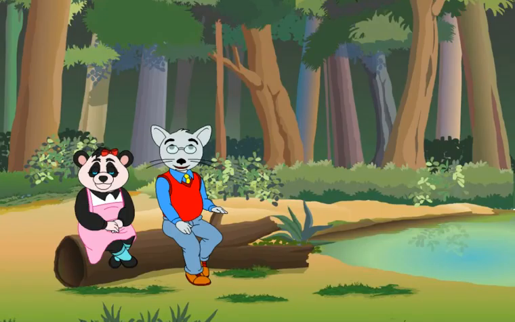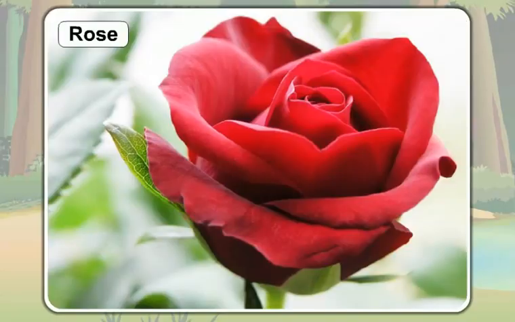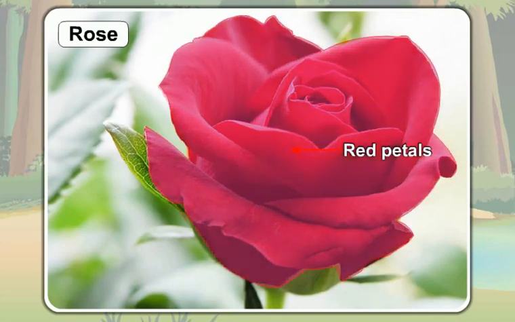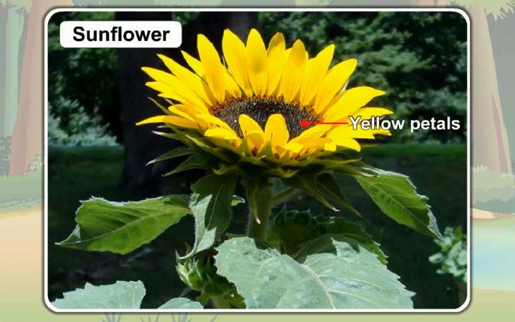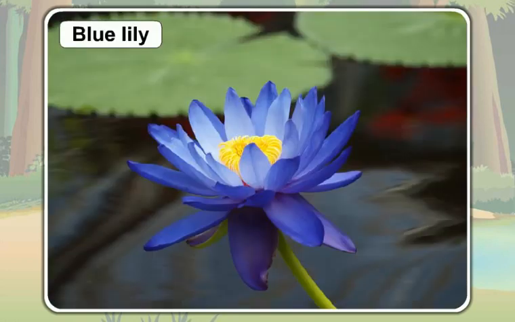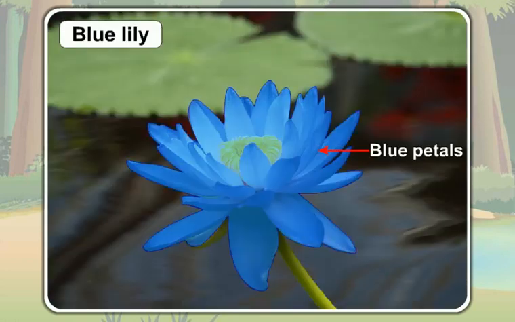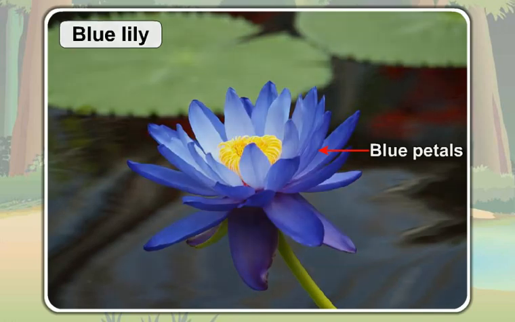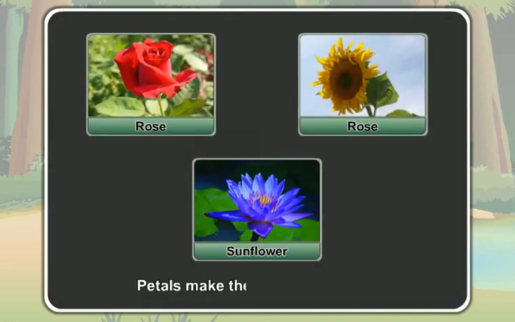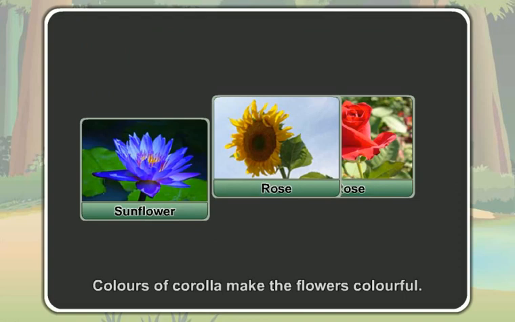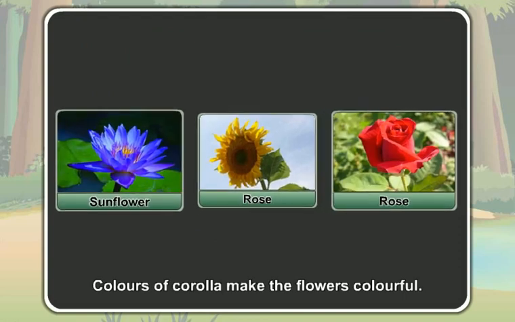Students, different flowers have petals of different colors. A rose flower has red petals. A sunflower has yellow petals. A blue lily flower has blue petals. These petals make the corolla colorful. Because of the colors of the corolla, the flowers are colorful.